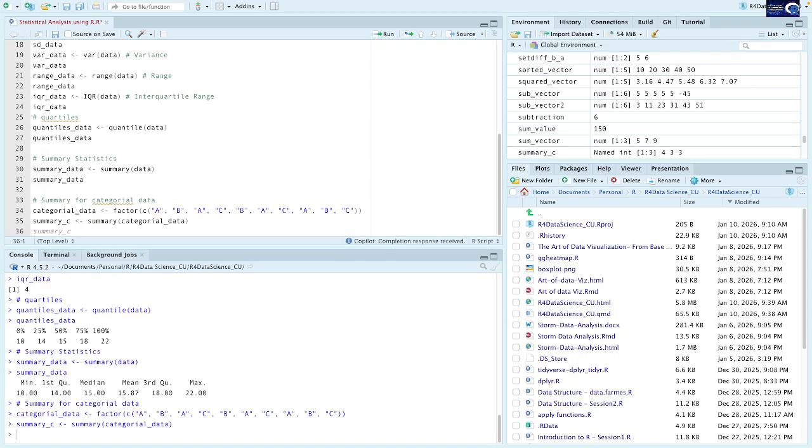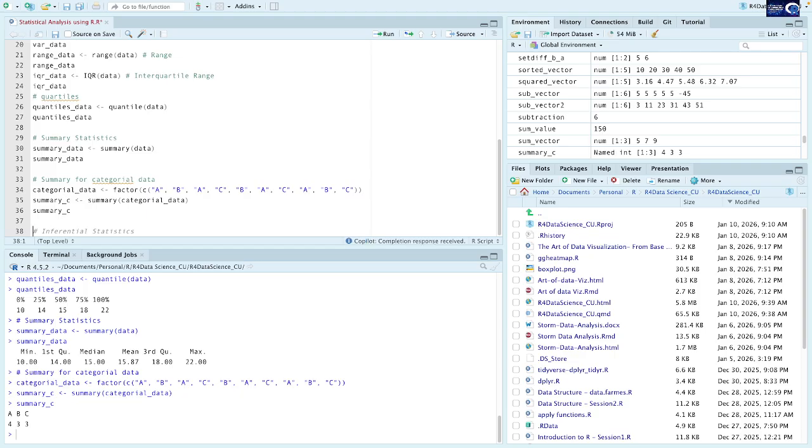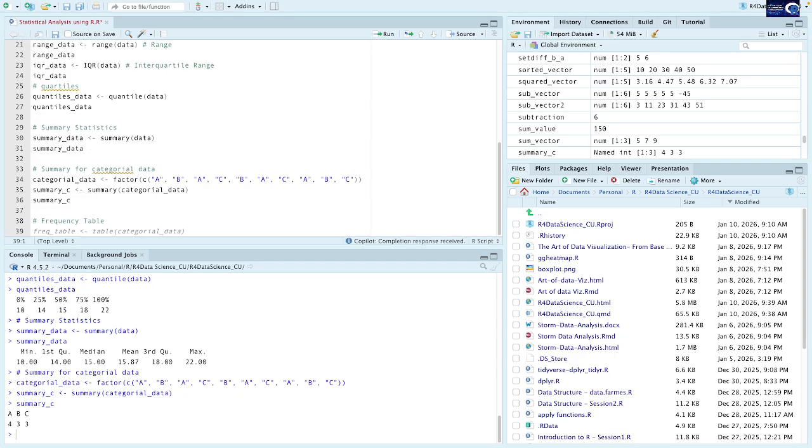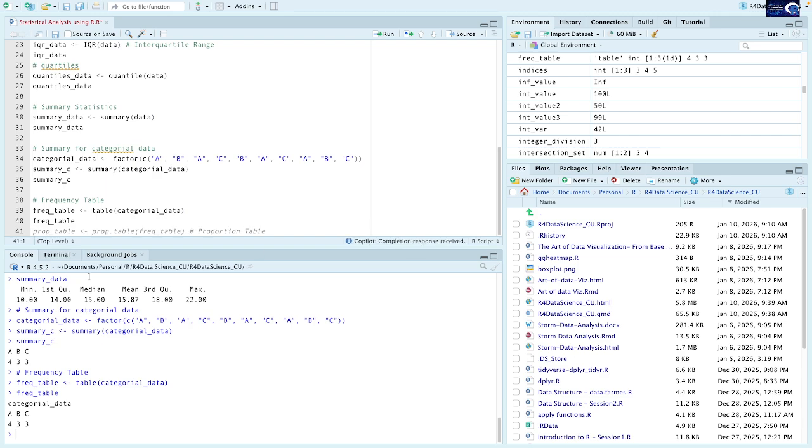So summary of categorical data will give you the summaries like frequencies only for each category. The frequency only it will give. Now, if you want to have the frequency table, you can actually use the table function for frequency table. So that will give you a frequency table like this.